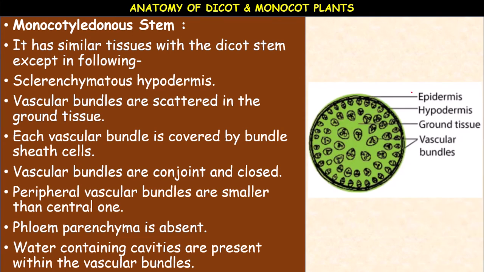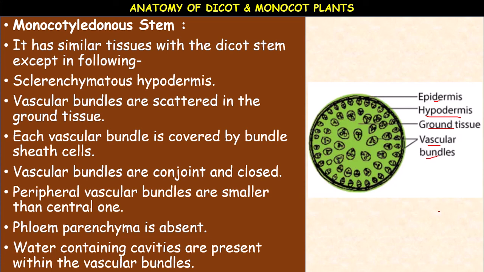So, there are no epidermal hairs here. See, in the monocot, there is only epidermis, hypodermis, the ground tissue, and vascular bundles. Vascular bundles are scattered in the ground tissue. Before ending the class, let us discuss some differences between the monocot stem and dicot stem.